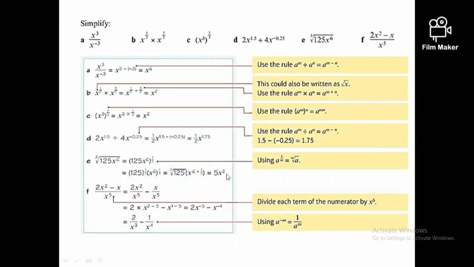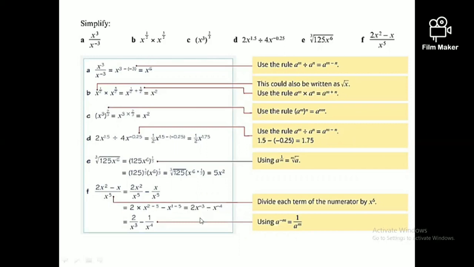With that, you can obtain the answer 5x squared, right? Then if you operate this example, as I mentioned in the previous example, if the division is just a single term, you can divide these two terms separately. 2x squared divided by x to the power 5, then minus x divided by x to the power 5. 2x squared divided by x to the power 5 is 2, you can subtract the powers, x to the power minus 3. x divided by x to the power 5 is 1 minus 5, that is x to the power minus 4.